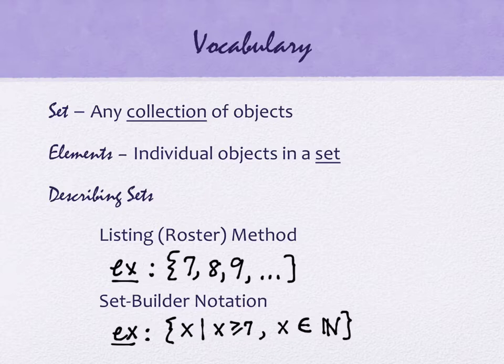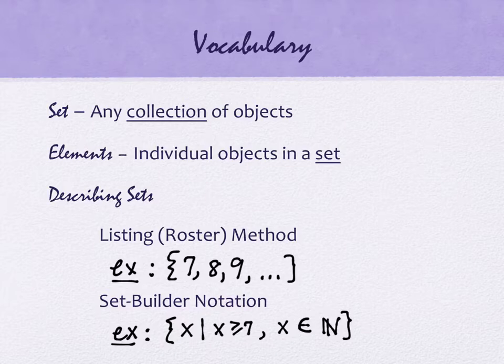So 7.5 is not a part of this description, right? I mean, 7.5 is greater than 7, but it's not a natural number. So that's why there's two pieces in this description. One piece is telling you where it starts or ends, right? And the other piece is telling you what kinds of numbers you're working with.